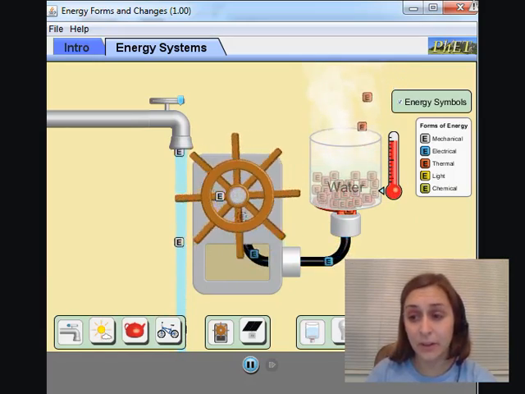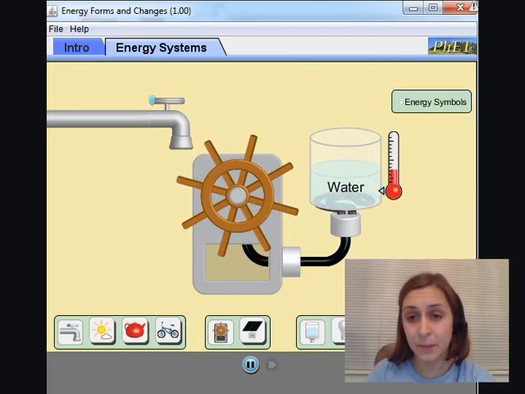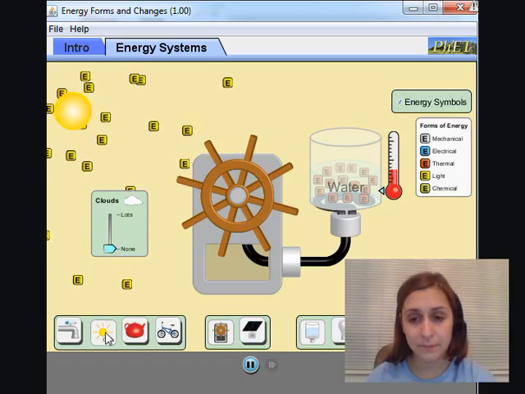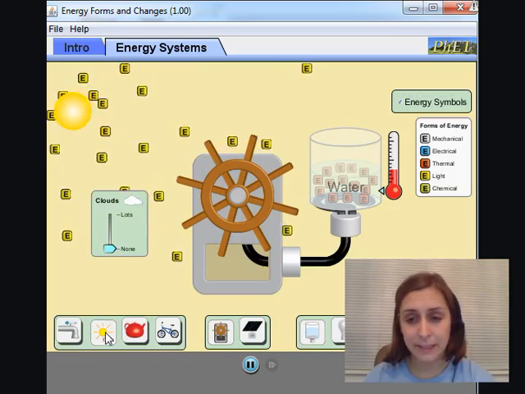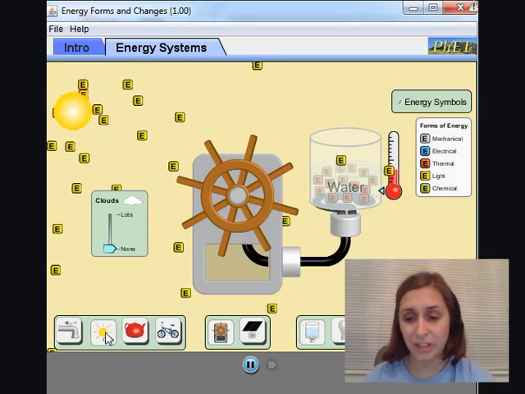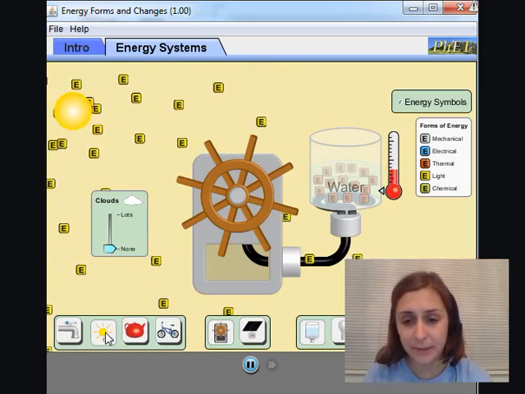If you want to start all over, click Reset All. When you do, you'll need to turn energy symbols on again. Now, we saw that the faucet worked with the turbine. Let's see what else works with it. Sunlight with no clouds won't power the turbine. It's just shining on it. It's not going to spin anywhere.